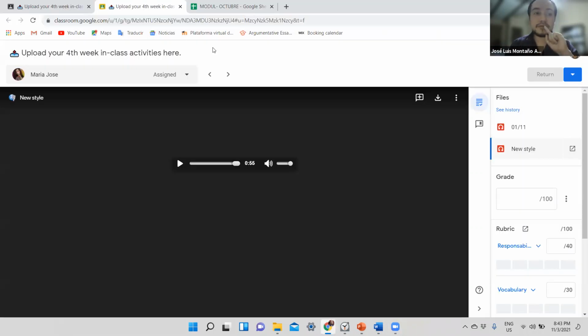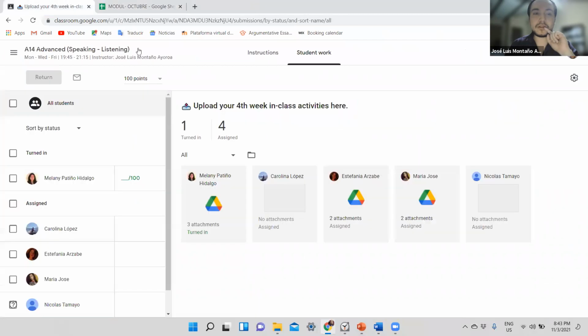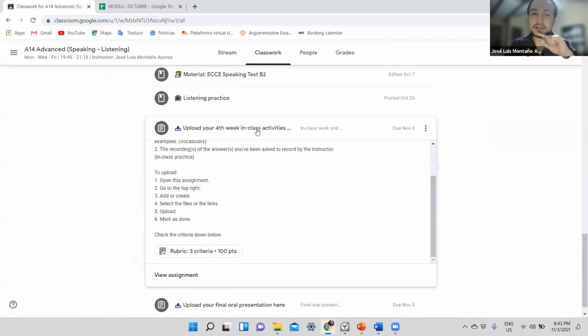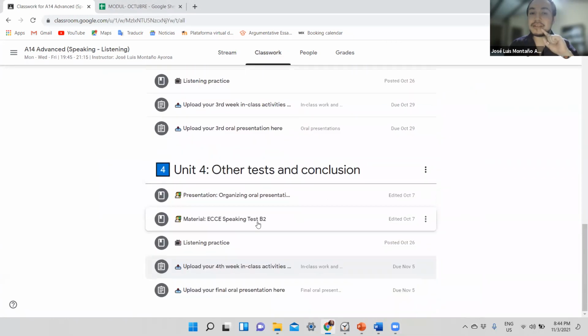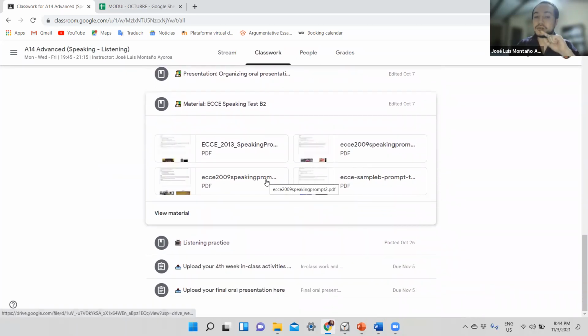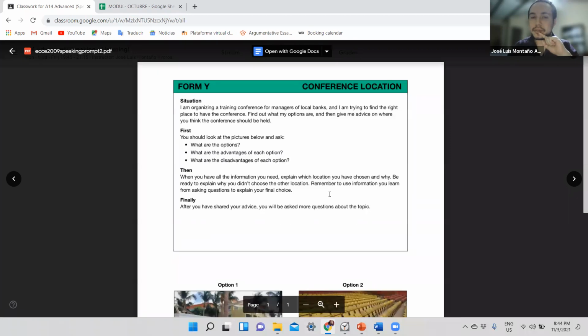One thing that you have to do now, please, this is very important, because if not, you're going to see my screen, and my screen is going to be only with the structure and time. Remember that you have the prompts that you have to use. Classwork, right? ECC speaking test material. And today we're going to work with these two. All right, ECC 2009, and I'm going to show you the pictures. It's for you, so please go there and open that one.